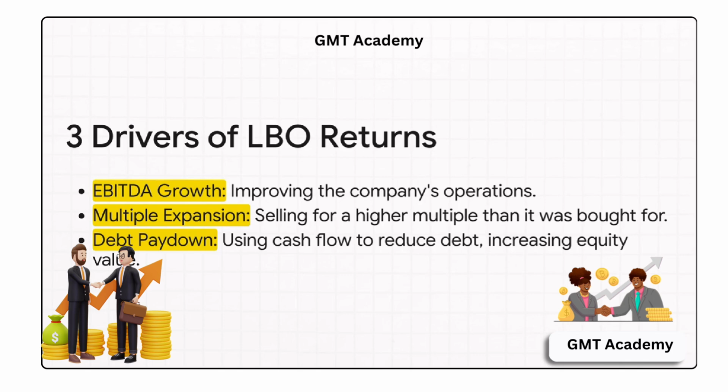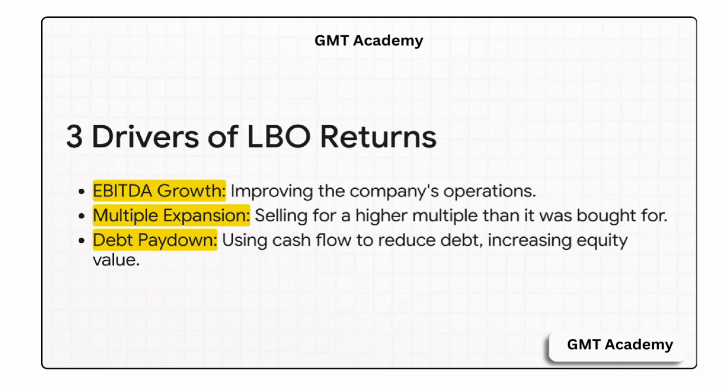So how do they make money doing this? Well, it really comes down to 3 main drivers. First, you can actually improve the company's operations to grow its profits. That's EBITDA. Second, you can get lucky with multiple expansion, which just means you sell the company for a higher valuation multiple than you paid. And third, and this is what's really unique to an LBO, is just using the company's cash to pay down debt, which directly, dollar for dollar, increases the equity value.